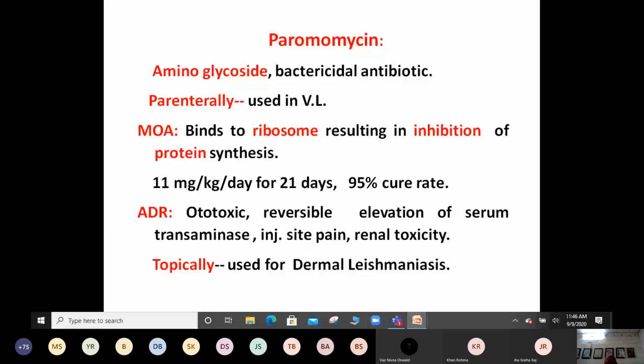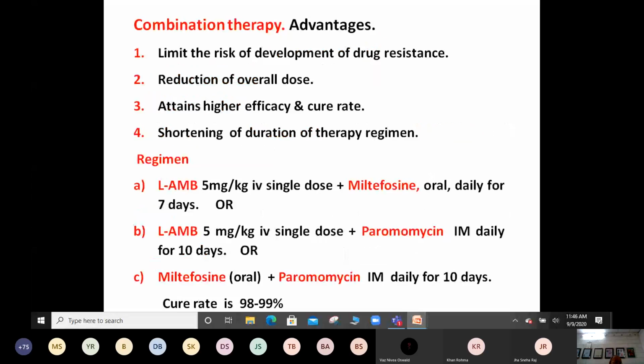We are talking about combination therapy because number one, already in Nepal and India, for sodium stibogluconate, the organisms have got resistance. So similarly, if you use this single drug, there may be emergence of resistance in other countries also. That's why the committee advocates the combination therapy. What are the advantages of combination therapy?